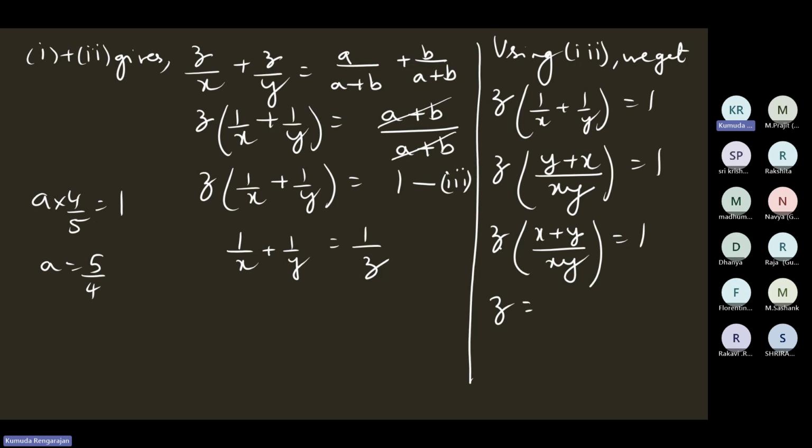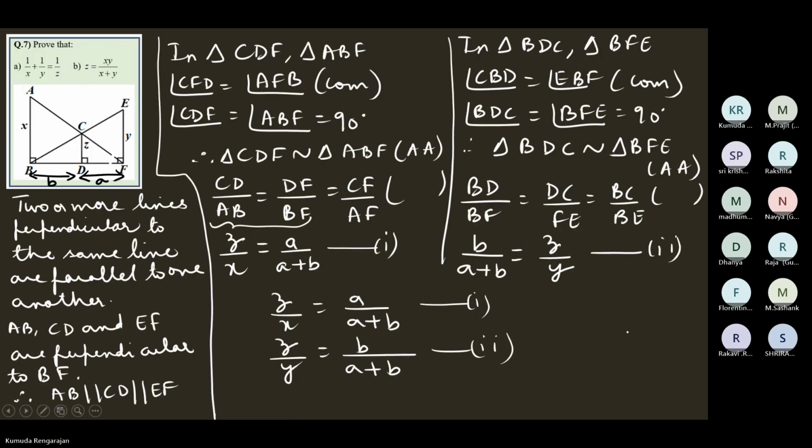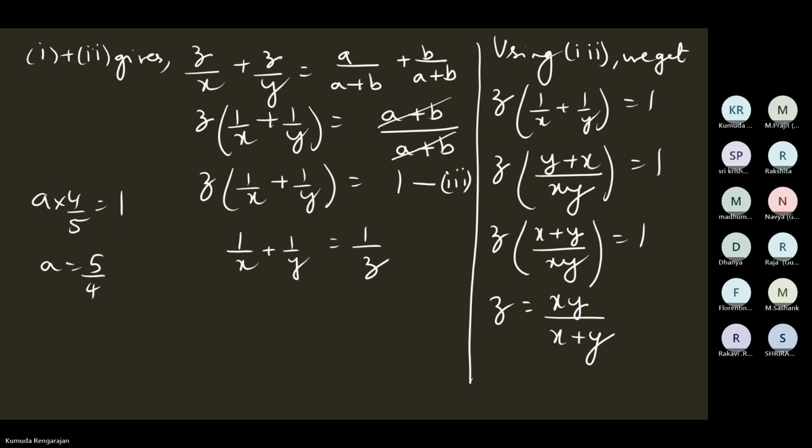In the same way, z into x plus y by xy is equal to 1. So z is equal to, this fraction becomes its reciprocal on the other side, xy by x plus y. This is the second result.